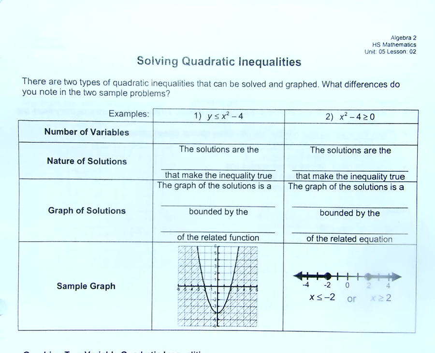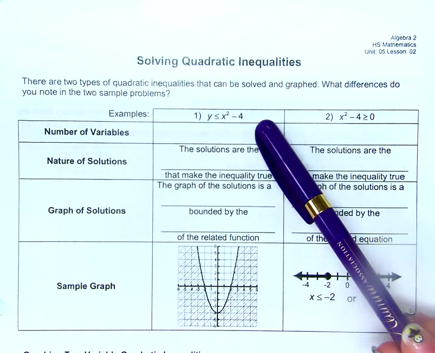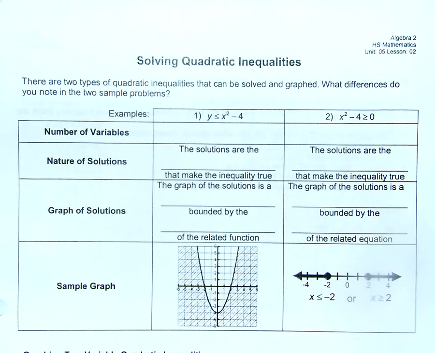So the first thing I want to talk about is the two different types of inequalities. Here's one example. Here's one example. What's the difference? One has y and one doesn't. It's pretty plain, isn't it?